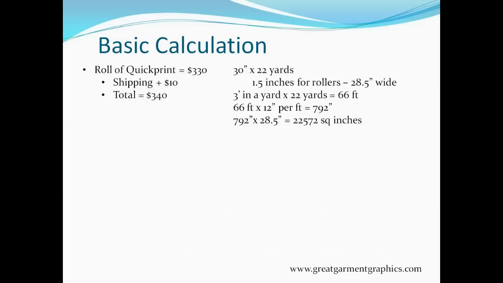So I've got 22,572 square inches, a big number and hard to work with, but we've got 144 square inches in a square foot. That's 12 by 12 inches. 12 times 12 is 144. So I can divide that total usable area by that, and I get 156.75 square feet of usable area. So that tells me how much area I've got.